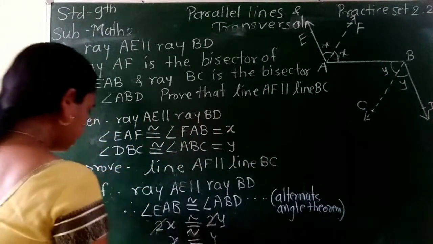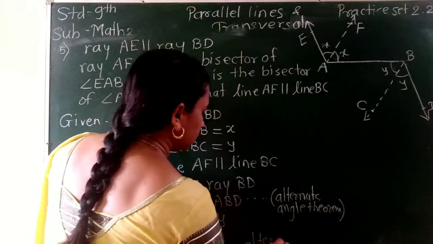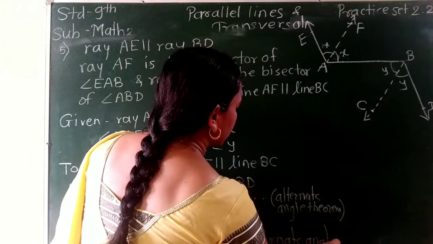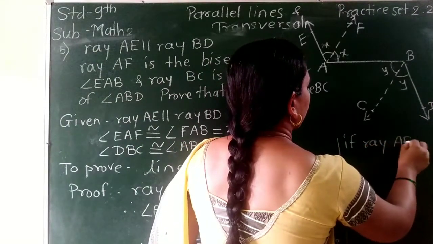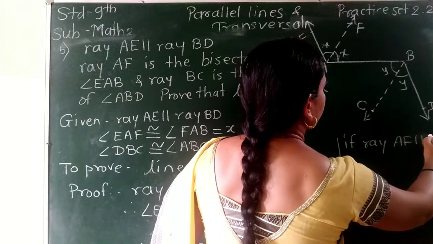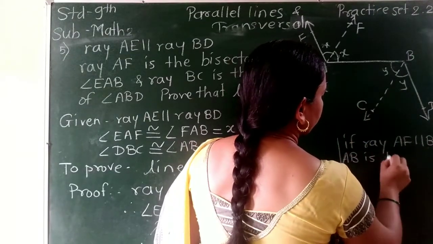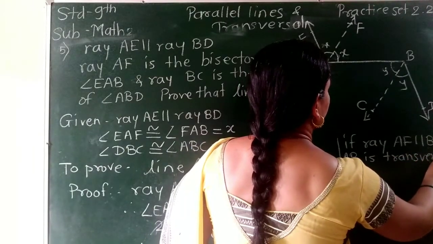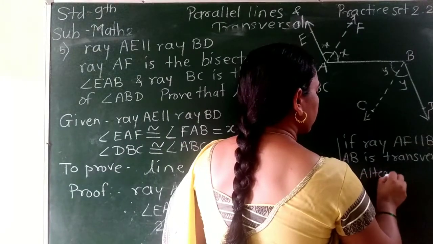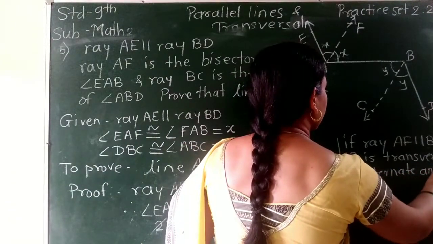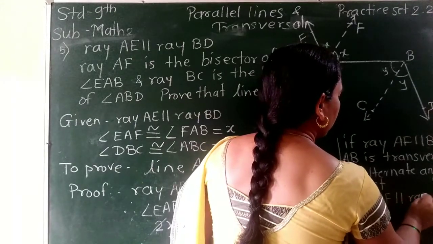So here, x and y are alternate angles. When would they be alternate angles? If ray AF is parallel with ray BC, and AB is the transversal. Hence, by the alternate angle test, ray AF is parallel with ray BC.